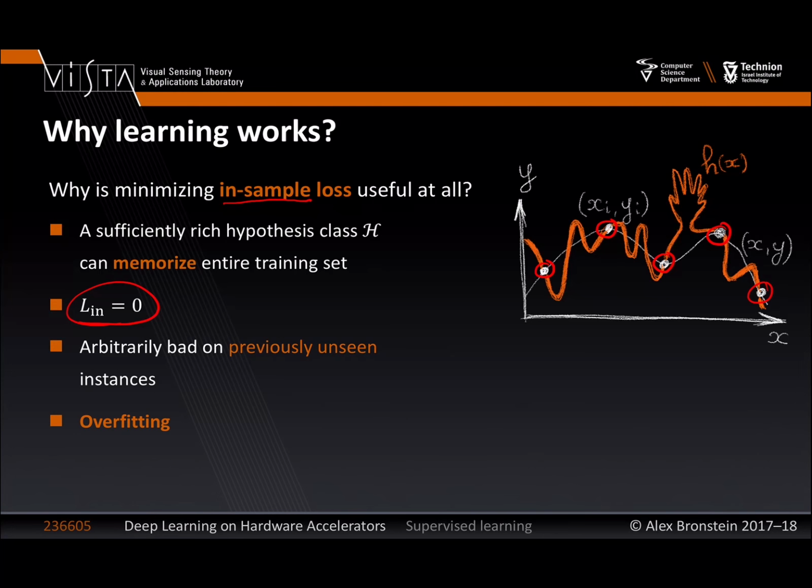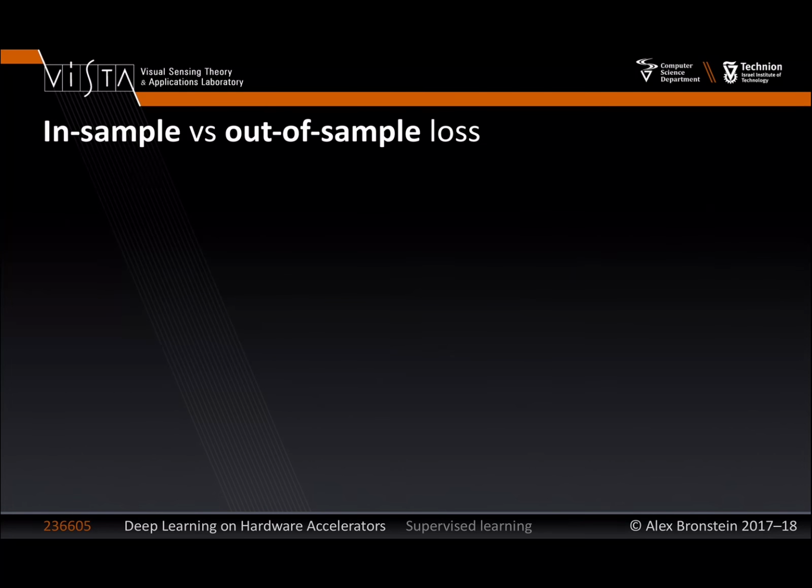So this is called overfitting in the machine learning literature, and the question is, why does learning work? Why don't we overfit all the time? Okay, so let's try to answer this question. I'm not going to answer this question in full detail, but at least give you some hint why it might work. So let's distinguish between two types of loss functions.